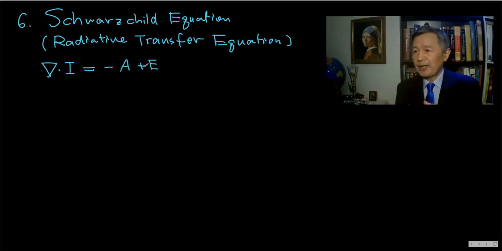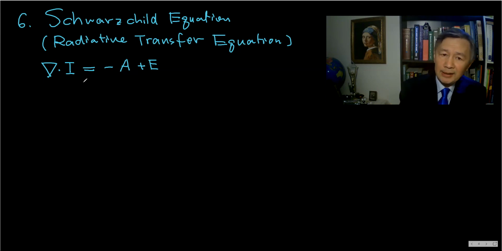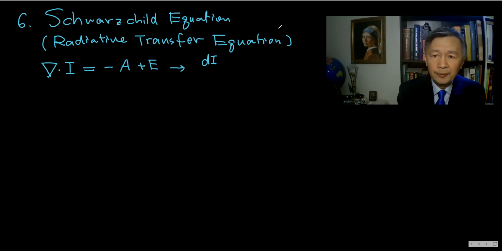Consider a medium which can not only absorb the radiation, but also emit radiation. So in this case, the change in the incoming radiation, the gradient of the incoming radiation intensity, must be determined by both the absorption and emission. Of course, in many textbooks, this equation is simply written as dI_ν. When we use ν here, we mean that we are considering a particular frequency.